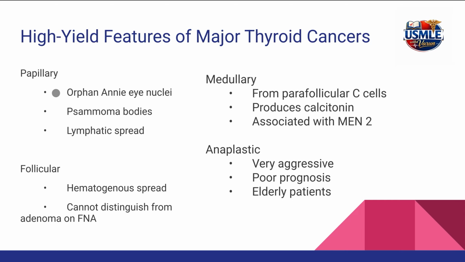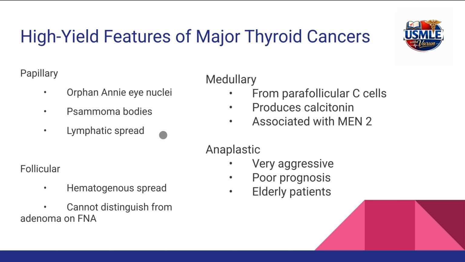For papillary, we have to remember these points. Orphan Annie nuclei are a characteristic feature of papillary thyroid cancers. Also, on histopathology, we can find psammoma bodies. So orphan Annie nuclei and psammoma bodies are typical features of papillary thyroid cancer. It is the most common thyroid cancer, has the best prognosis, and spreads by lymphatic spread. Whereas follicular thyroid cancers have hematogenous spread, and we cannot distinguish follicular thyroid carcinoma from adenoma on fine needle aspiration cytology, so we have to remember this.